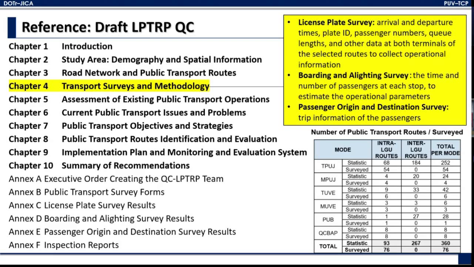And if the DOTR can prepare some data set and provide it to each of the other LGUs, all LGUs can prepare their more dedicated route planning and analysis themselves. So this is what I proposed to the LTFRB.